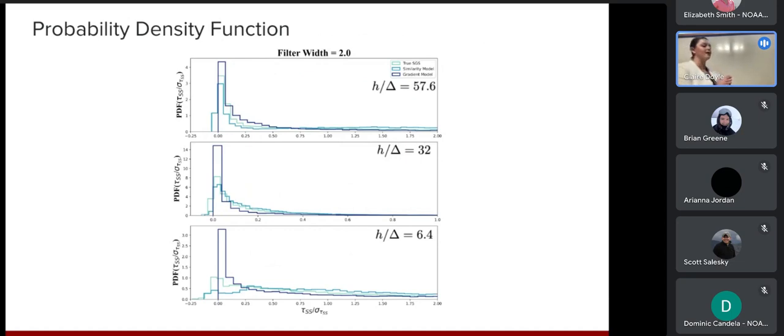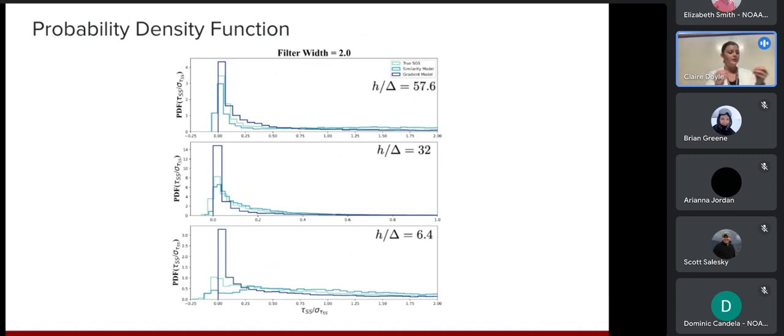So let's take a look at some probability density functions of what we get. Here we have the subgrid scale supersaturation variance of the true subgrid scale term, the similarity model, and the gradient model. The similarity model is the medium blue, the gradient model is the dark blue, and the light blue is the true subgrid scale variance. And then again, we have that at the lower, middle, and upper height. One thing to point out is that throughout all three of these, there really is this exponential decay.